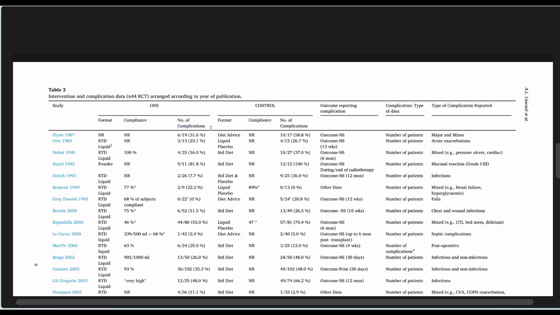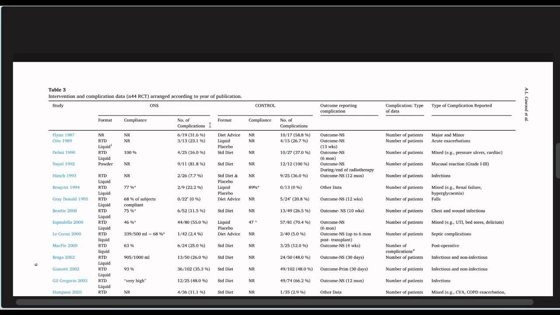The form, you can see now that it means that in each of those studies, they extracted the format, that is the form that the supplement takes. Is it a powder? Is it liquid? Is it whatever? They took note of that, extracted it. They extracted the compliance. At what rate were they complying with the use of it? They extracted information about the number of complications that arise as a result of the use of those supplements.